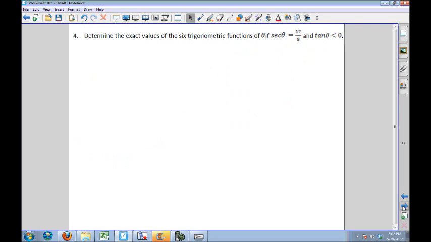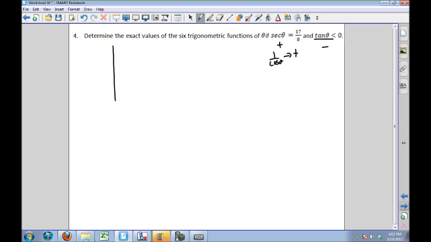Determine the exact values of the 6 trigonometric functions of theta if the secant of theta is 17 over 8 and the tan of theta is negative. First, I'm going to figure out which quadrant I'm in. Well, here, secant is positive. Since secant is 1 over cosine, this would also mean that cosine is positive. And I also know that tan is negative.